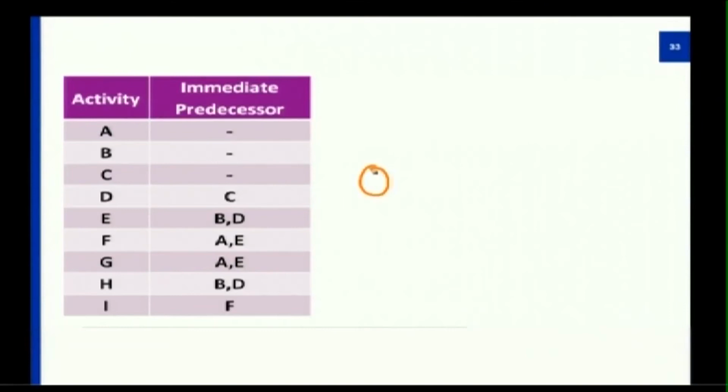This is the start of the project. As I have mentioned, this event will be the start of the project. Since A, B and C do not have any predecessor activity, they can start at the same time. So I will mention this as A, this will be B and this will be C.